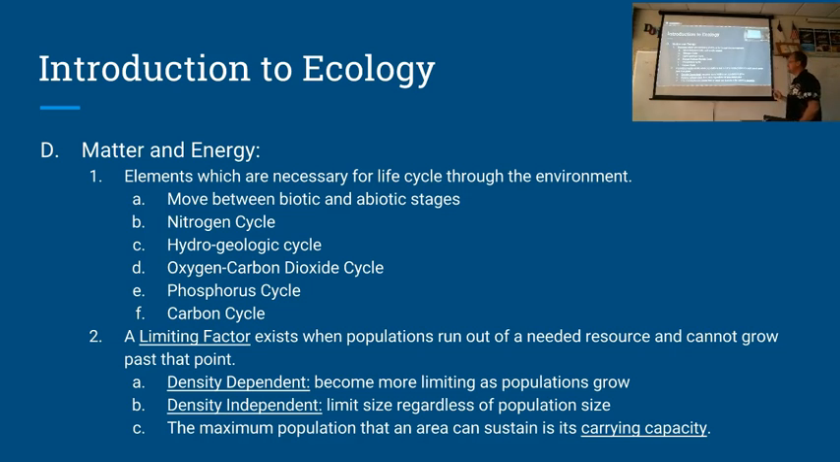Then there's this last idea called a limiting factor. And a limiting factor exists when populations run out of a needed resource and cannot grow past that point. So let's say we've got a population of fish in a pond. And the fish, what do the fish eat? We'll make it a pretty simple pond. The fish are algae eaters.